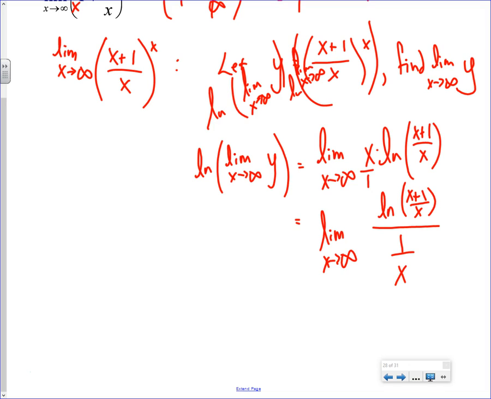Why did I do that? Because I can now say, hey, if I plug in infinity, infinity over infinity, the degrees are tied, that's 1. ln of 1 is 0. And what's 1 over infinity? 0. Ha-ha! Lumpy cows. Took me a while, but I got it.